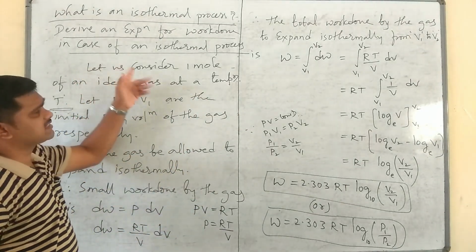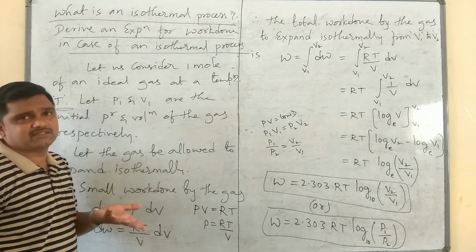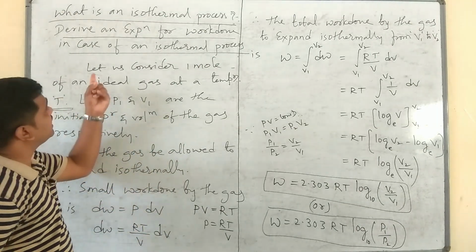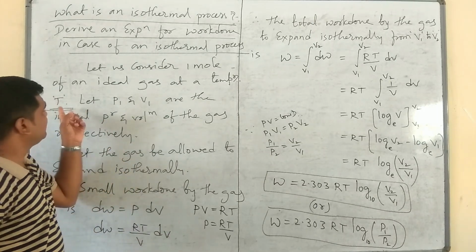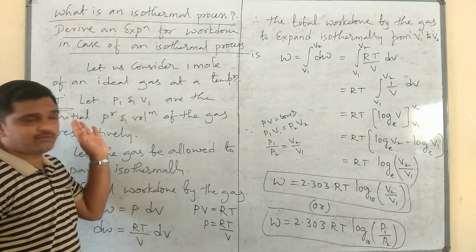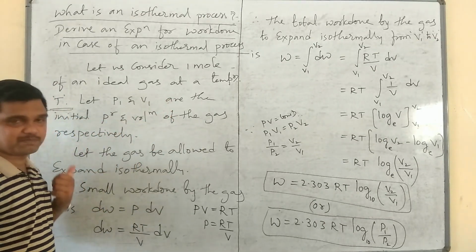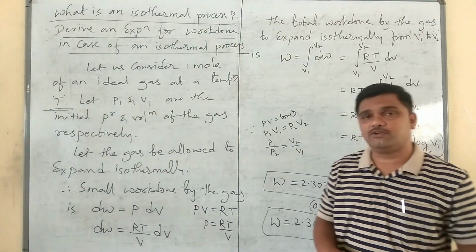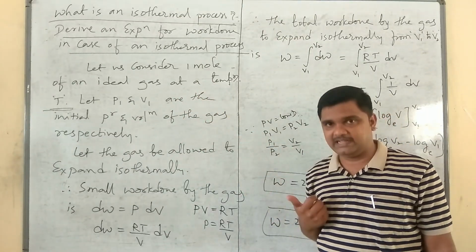First, let us consider 1 mole of an ideal gas. Ideal gas, you know, is a gas which obeys all the gas laws at all temperatures and pressures. Let us consider 1 mole of an ideal gas at a temperature T. It is a constant temperature. Let P1 and V1 be the initial pressure and volume of the gas respectively. P1 is the initial pressure, V1 is the initial volume. Now we have to allow the gas to expand isothermally.